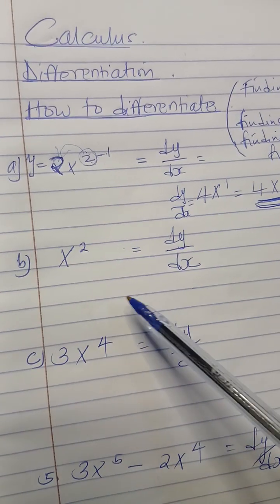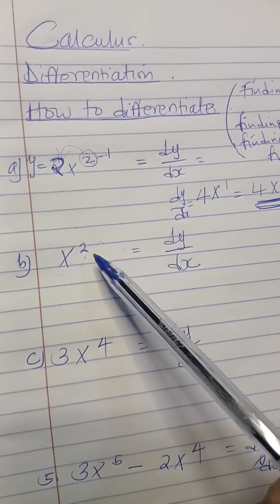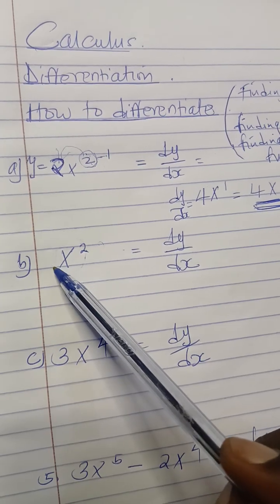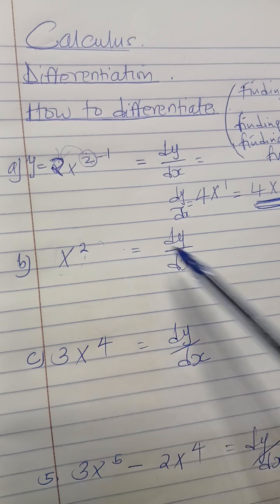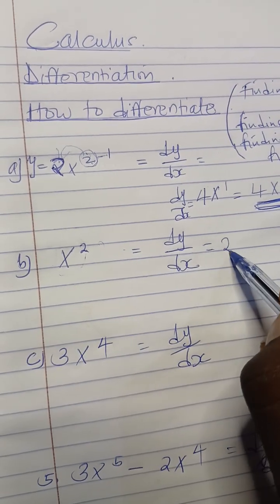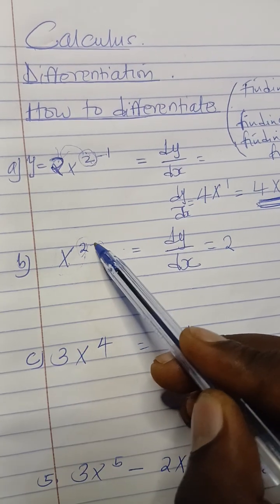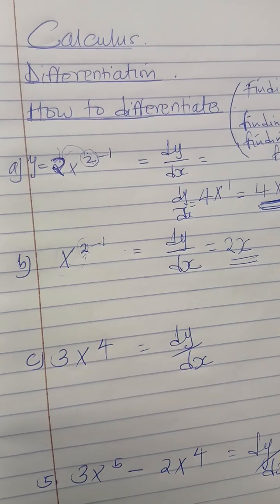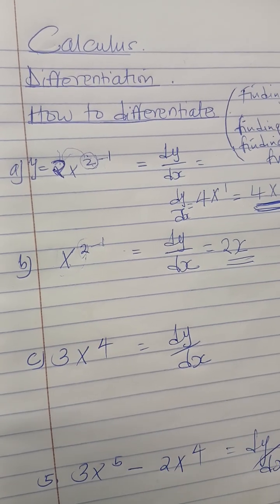Let's differentiate the second equation. A simple equation like x squared, we take 2 and multiply with the coefficient of x. And here the coefficient of x is 1 because it's just x squared. So we are going to have our dy dx is equal to 2. Then you have x raised to power 2 minus 1, which will give us just x. So it is 2x. X power 1 is the same as x.